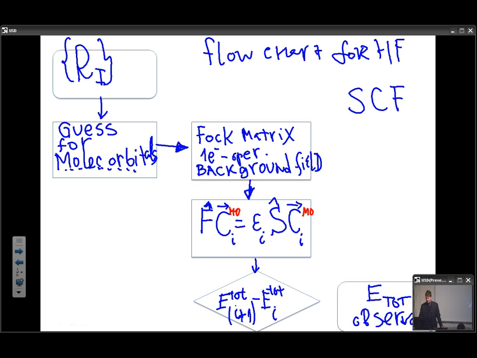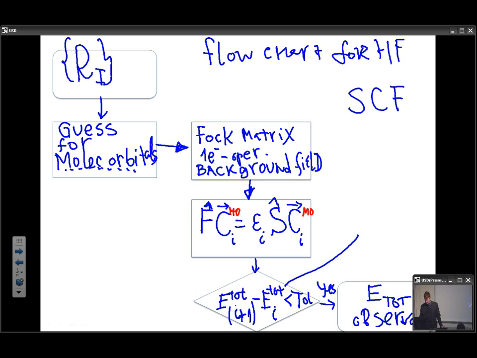Well, if we do only a single pass, it is not working. We need to do at least two passes through the whole procedure. And one expects that the difference will be smaller than the tolerance limit. So if it's smaller than the tolerance limit, then one records the total energy and observables as the outcome.